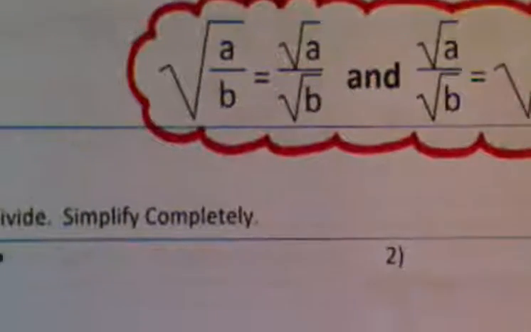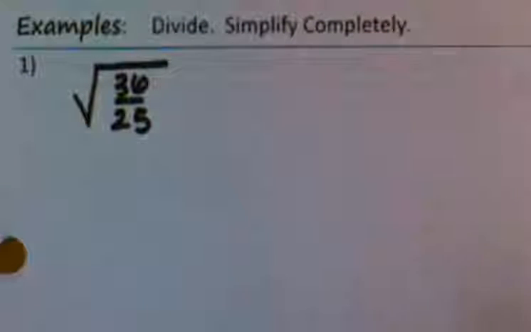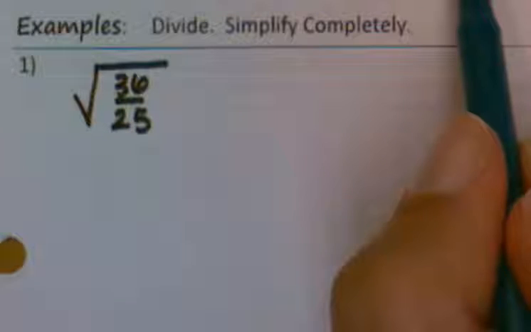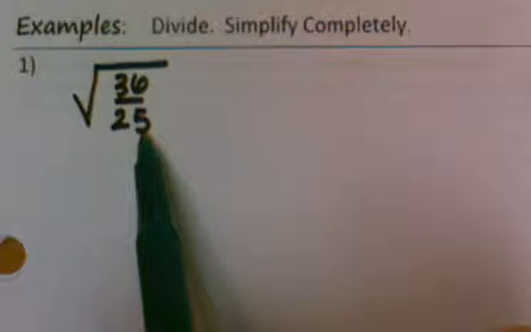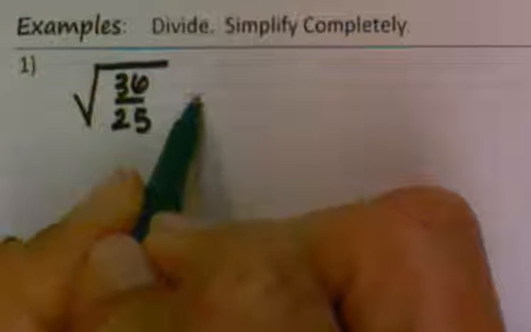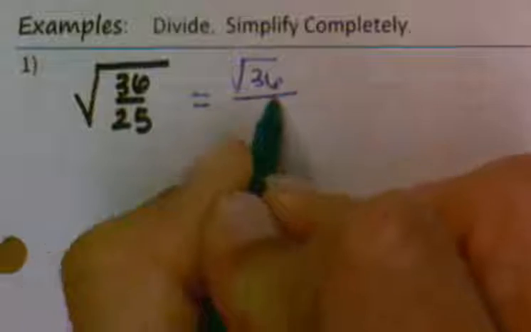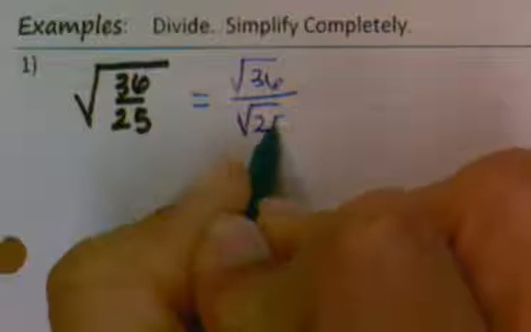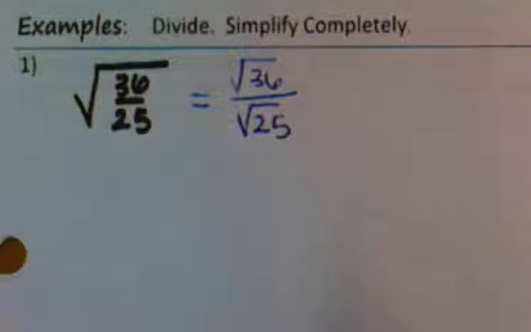Let's take a look at our first problem. We've got the square root of 36 over 25. So we can do this in one of two ways. We could, if we wanted to, split our radical, or we could try to simplify underneath. Because 36 doesn't divide by 25, let's split it instead. So we can write this as two separate radicals. Okay, so the big square root can go to both the top and the bottom.